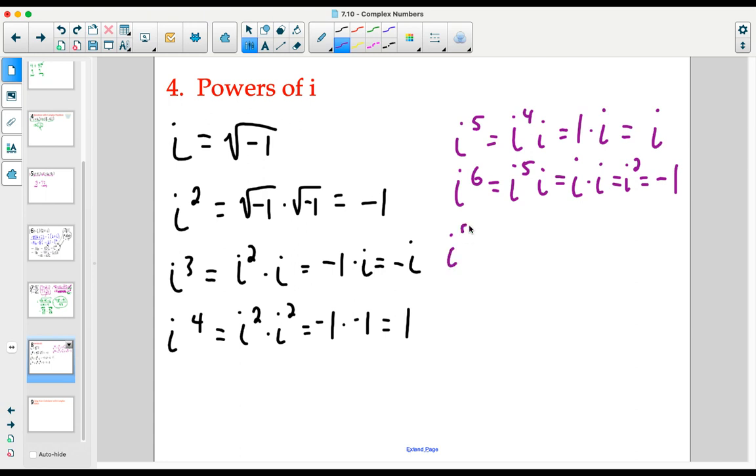Moving on to i to the seventh, that's just i to the sixth times i. We've established that i to the sixth is -1. i is, of course, i, and so we get -i.